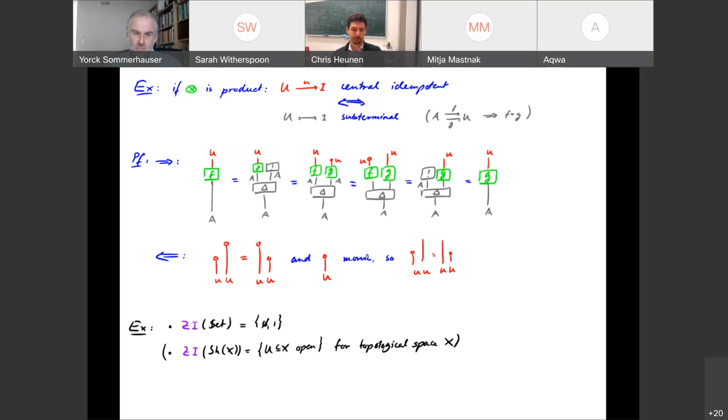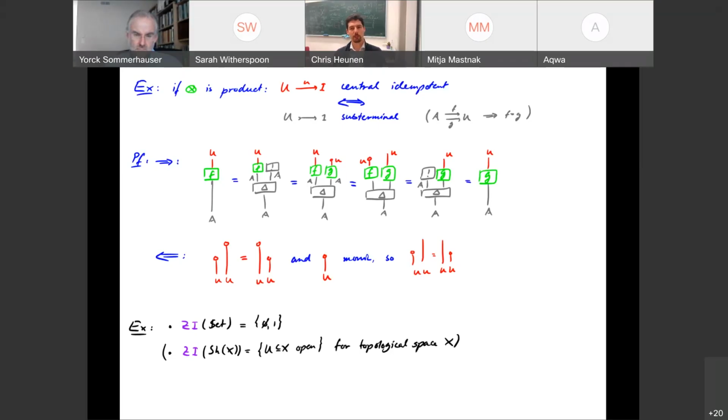And conversely, the converse is equally easy. If U is subterminal, we can prove that it's central idempotent. First of all, this centrality condition holds because it's clear that forgetting about two copies at the same time in either order is the same thing. And you can prove that this thing is monic. Forgetting about U is monic. That's exactly what it means, that U is subterminal. So that means I can cancel the top part here, and I'm left with the centrality condition I want to prove. Right, so in a Cartesian category, central idempotents are exactly the same thing as subterminal objects.